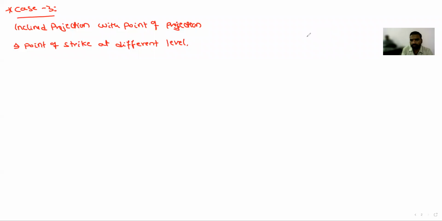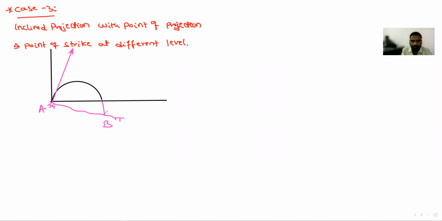So directly I will take the problem on this one. See, this is nothing but whatever you have studied, case 1 and case 2. Case 1 was horizontal and case 2 is uniform ground. But in case 3, this is not the same. The ground is inclined like this. This is striking at this point. This is the starting point A, and the last striking point is B.